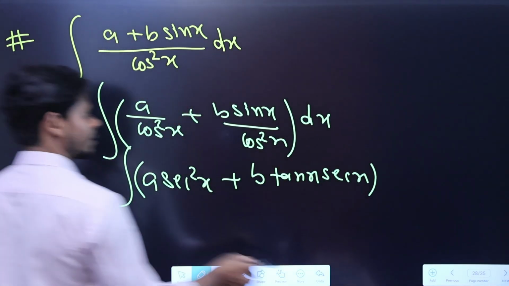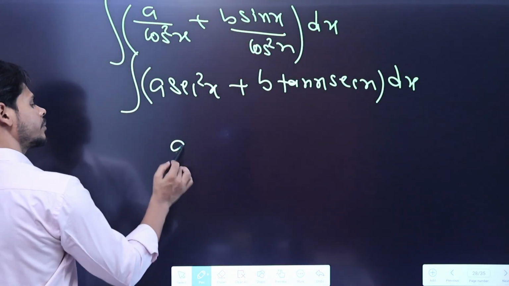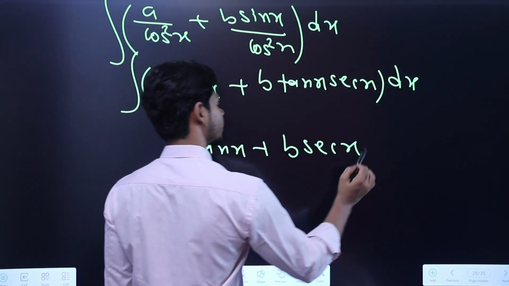Then now we can easily find the integral of this function. So secant square x will become tan x, a will remain as it is, then plus b, this will be sec x plus c.